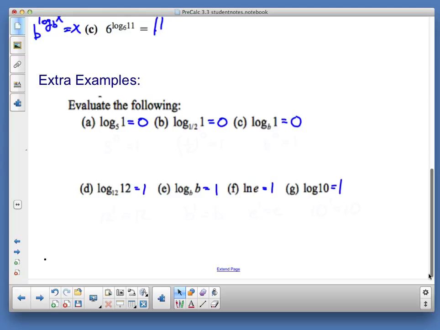Did you do all right with those? Are there any follow-ups with using the properties that we have?